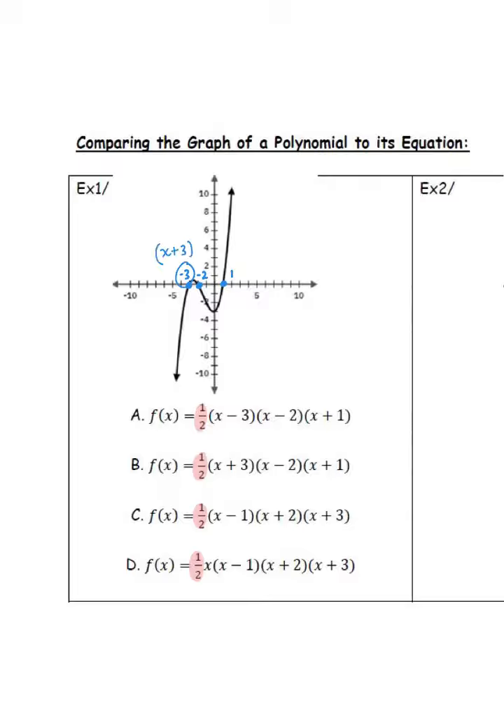So I'm going to look at my multiple choice. Do you see how this one has x minus 3? That's a trap. That is incorrect. I have another, this one looks good.